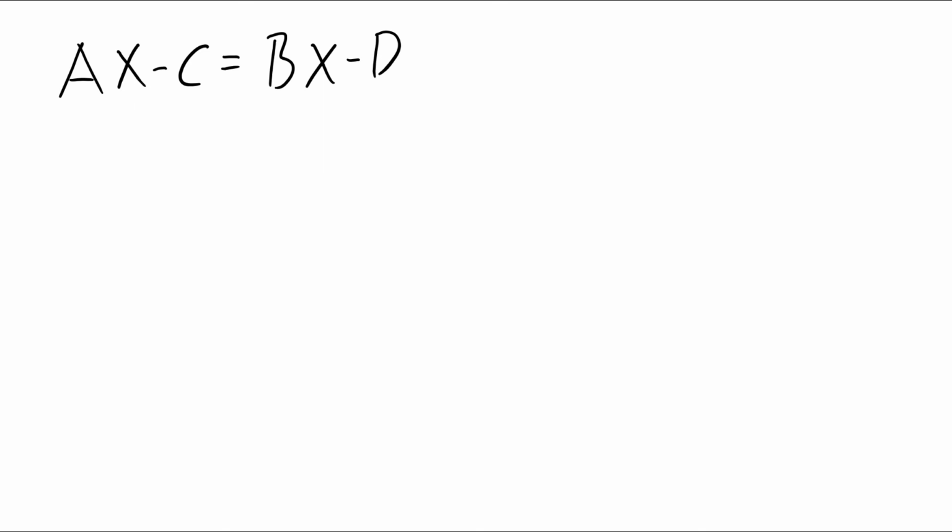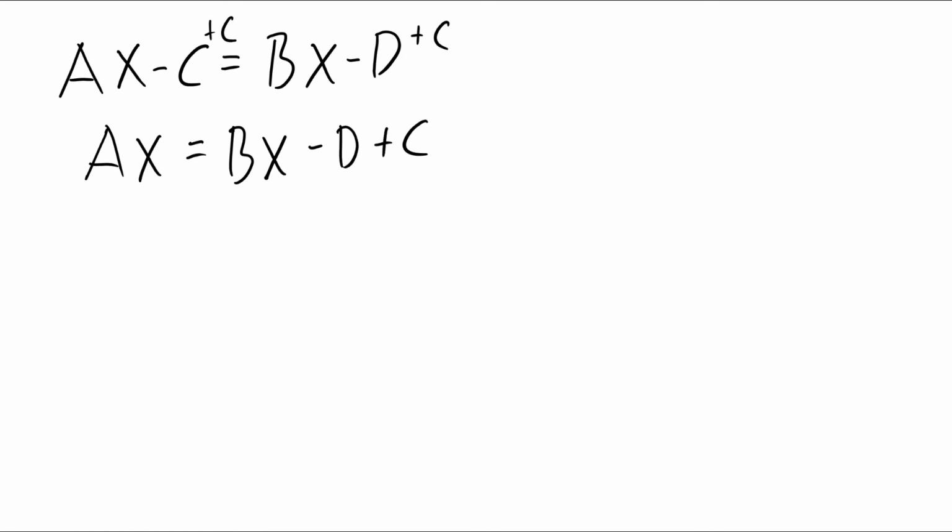So just like with real numbers, we want to get everything with x's on one side, everything without an x on the other side. So let's add c to both sides. So plus c plus c. So it's going to give us ax equals bx minus d plus c. All right, and then we'll subtract bx from both sides. So that's going to be ax minus bx equals negative d plus c.